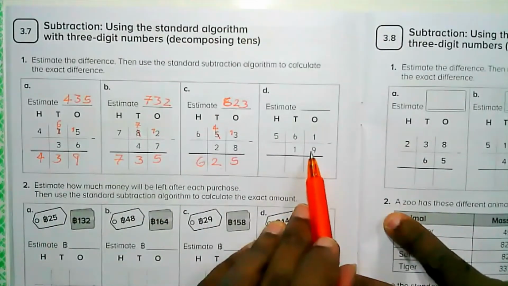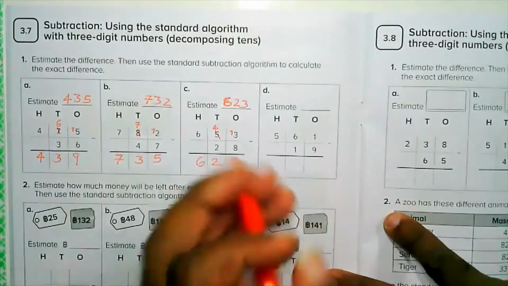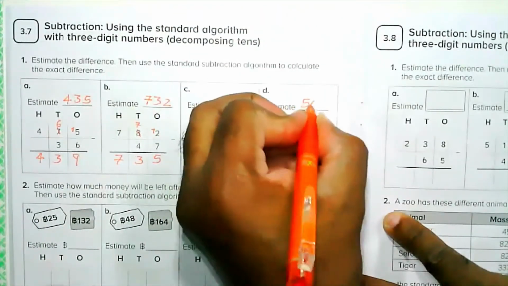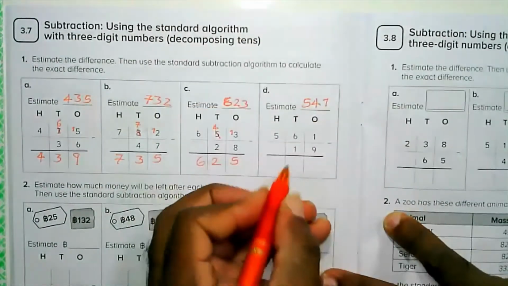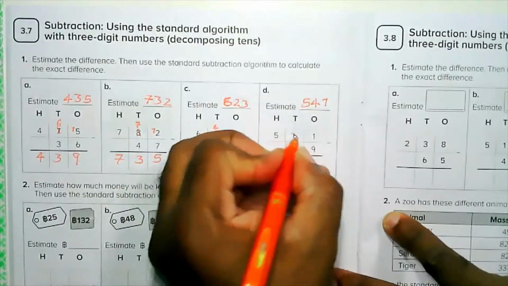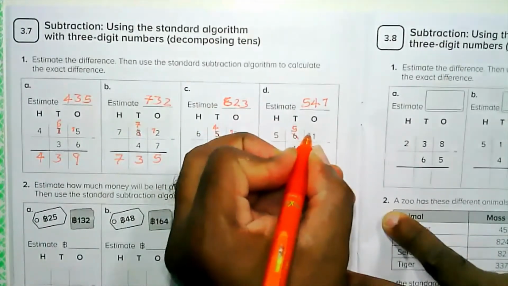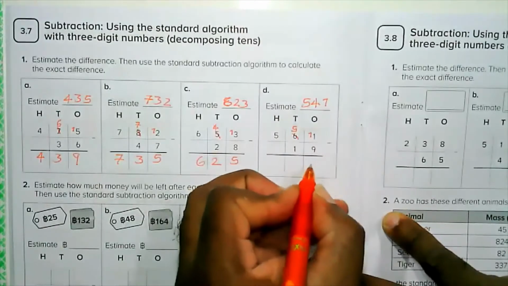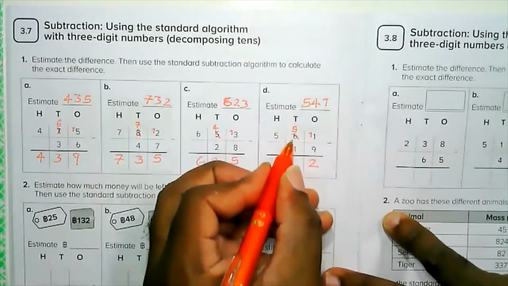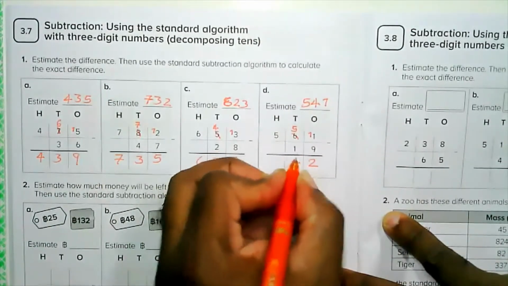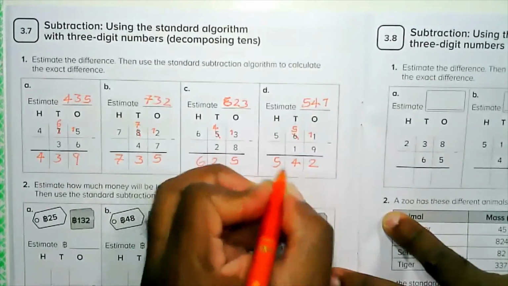Round this up to 20. Subtract 2 tenths from here will be 541. Now let's see. Borrow 1, remain 5. Bring the 1 here, making it 11 minus 9 is 2. 5 minus 1 is 4. And 5. Very close.